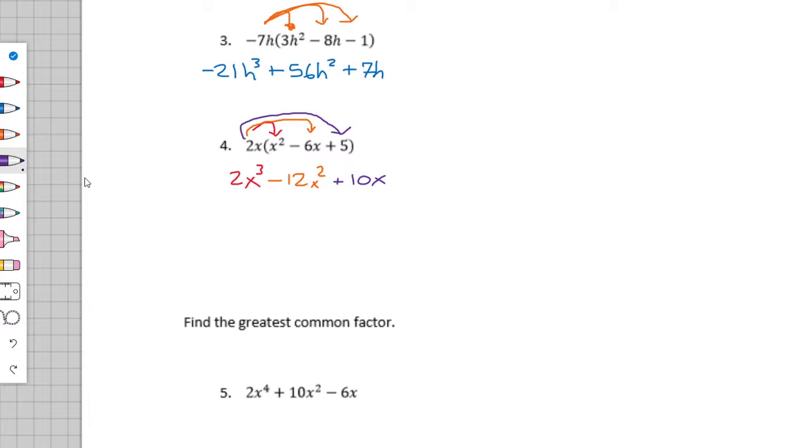So that's all that it takes for multiplying, at least for notes here. We're going to get into a little bit more complicated multiplication when we're multiplying binomials and trinomials, but we'll do that in the next note sheet. So we're just doing monomials and trinomials right now.